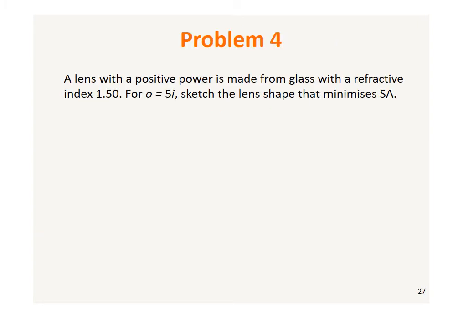In this problem, we have a lens with a positive power, so it means that our focal length is positive. It's made from glass with a refractive index of n equal to 1.5. We are also given our object and image distances. We need to find the lens shape that's going to minimize the spherical aberration. So to do that, we need to find the appropriate shape factor. And to find the appropriate shape factor, well, we know that that's a function of the position factor, so we need to calculate that as well.